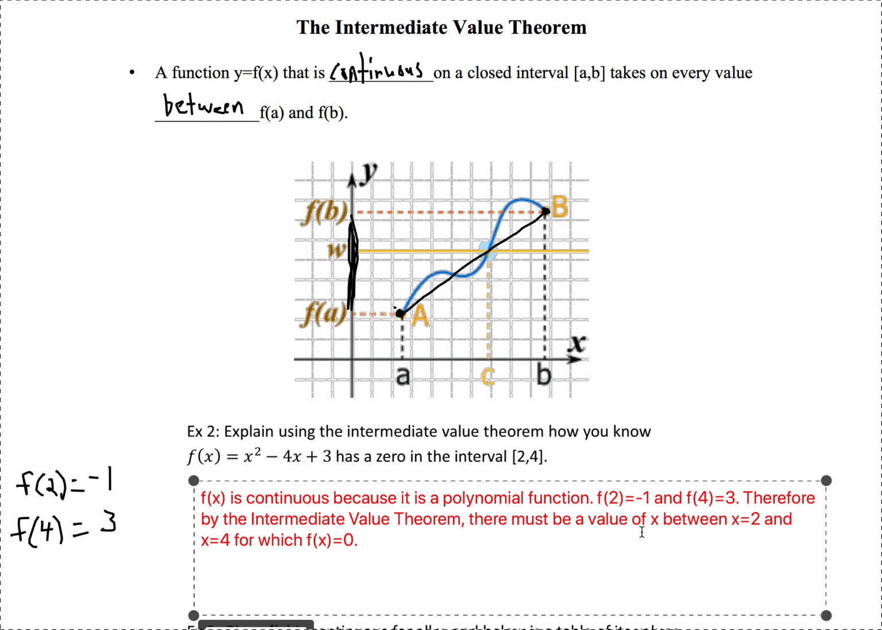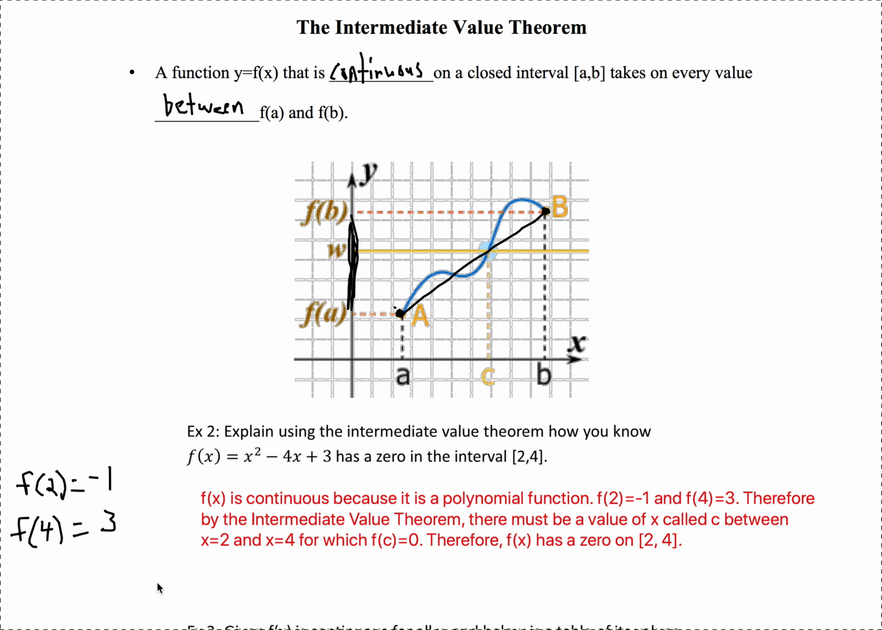You will sometimes also see people say this. There must be a value of x called c between x equals 2 and x equals 4, for which f of c equals 0. That is also acceptable. Since we're asked about zeros here, we can say then, therefore, f of x has a 0 on 2 to 4, and we can just restate the question there. Ta-da! And there we go.